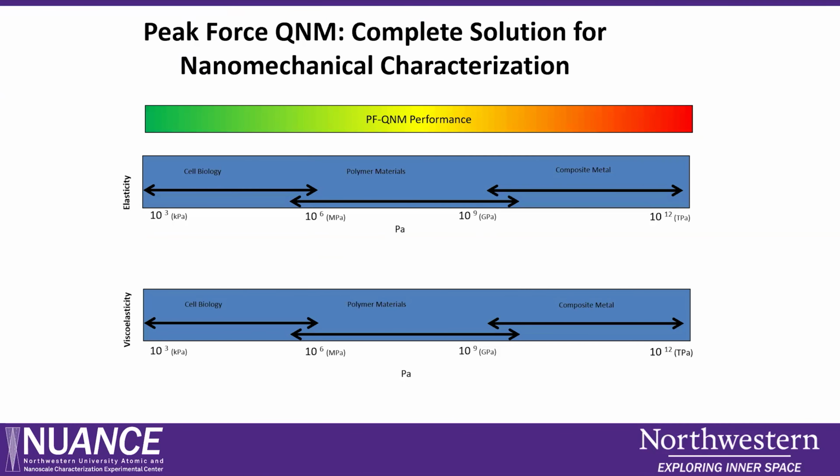And then the peak force quantitative nanomechanical mapping that we have allows us to measure the mechanical properties of different materials, whether composite materials, polymer materials, or cell biology. We can go for a wide range, from very soft tissues to materials with higher modulus. The only thing we have to do is change the configuration or the stiffness of the probe. So we have to select proper probes with proper spring constants to measure the mechanical properties of these different materials.